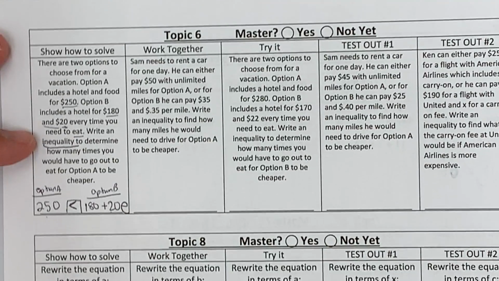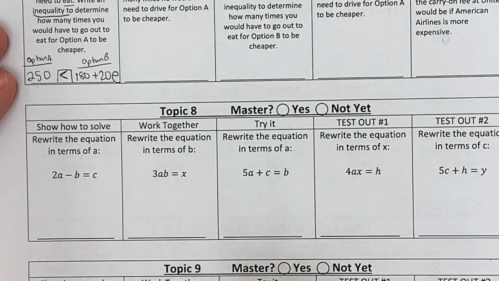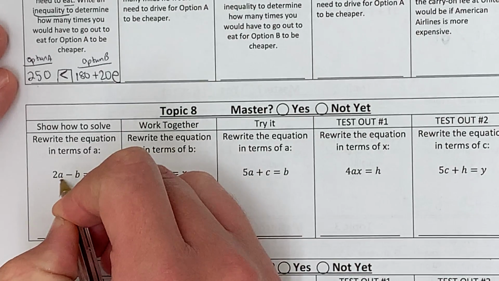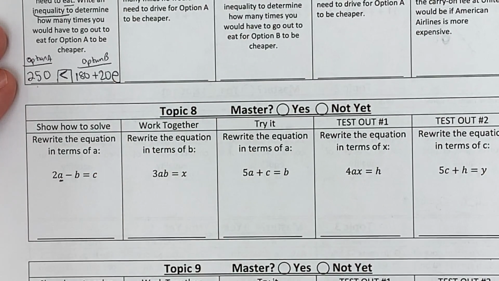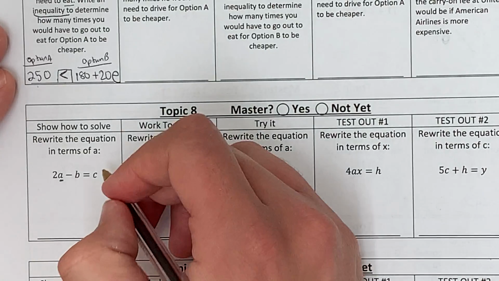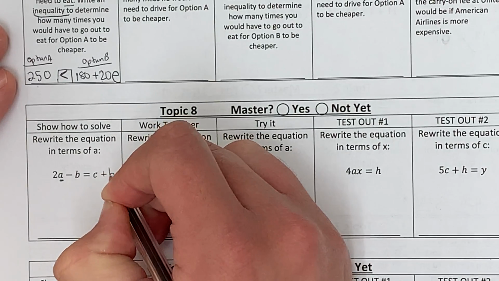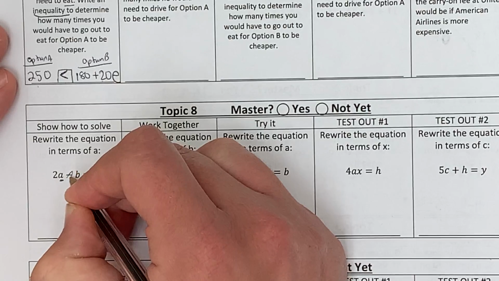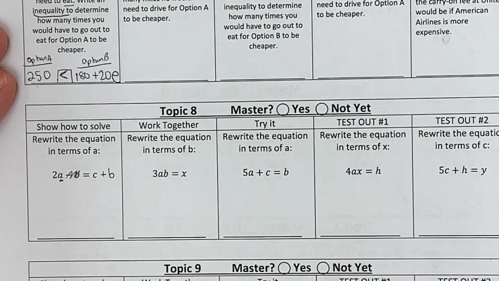All right, topic 8. Rewrite the equation in terms of A. All right, so first thing I'm going to do is underline my A, right? I do not want that A to move. Everything else has to leave the A alone. All right, so I'm going to start with the negative B. Well, the opposite of a negative B would be plus B. So we're going to add B to the other side, and that B goes away.